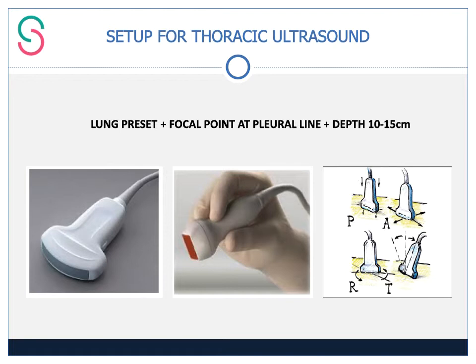And so the general setup for thoracic ultrasound usually involves using either a low frequency abdominal probe or the phased array probe set at a lung preset, with the focal point, and we'll talk about this a bit later on, set at the pleural line and an image depth of 10 to 15 centimeters. The image on the right of the slide shows you different movements of the probe to help with image optimization, including downward pressure on the skin, moving up and down, rotation of the probe, and tilting of the probe as well.